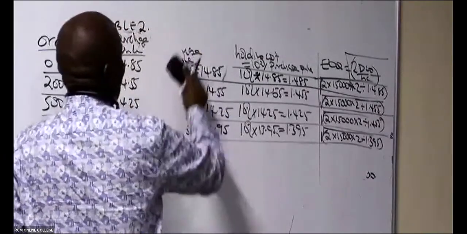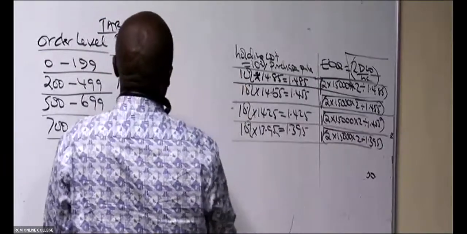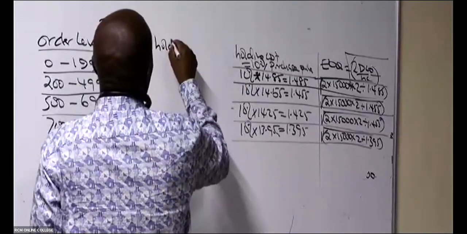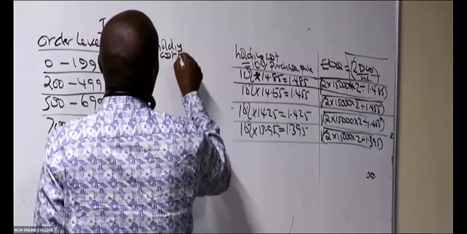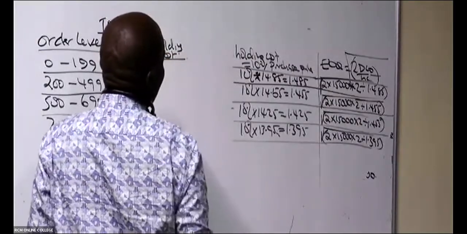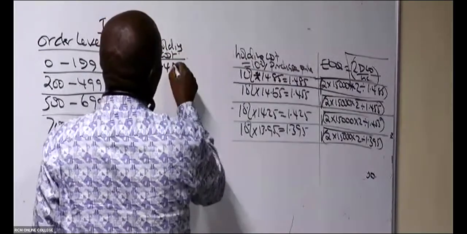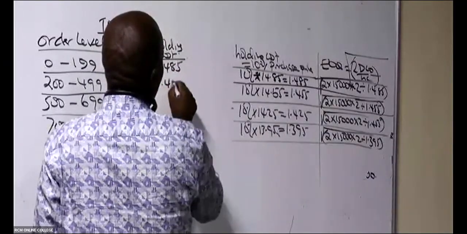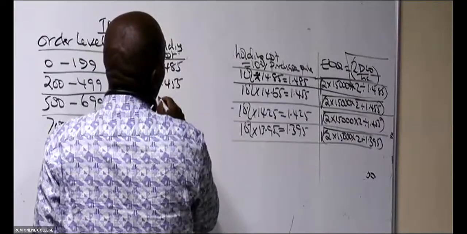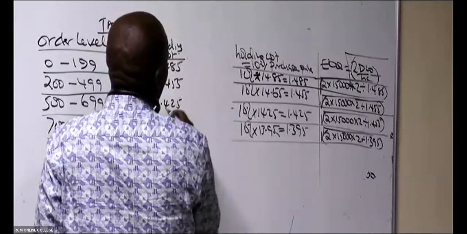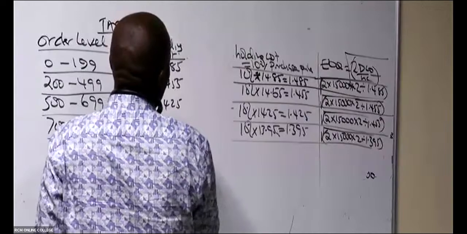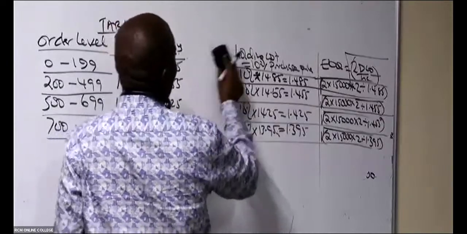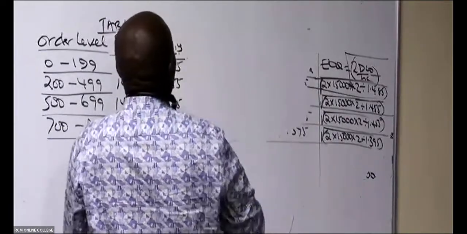I will as well copy the holding cost, just the final figures: 1.485, 1.455, 1.425, 1.395. And then I'll copy the answers of the EOQ.